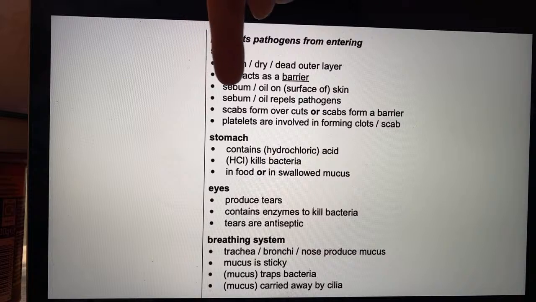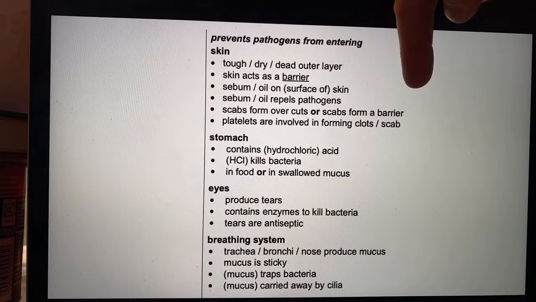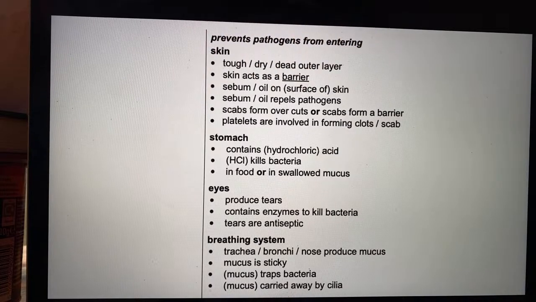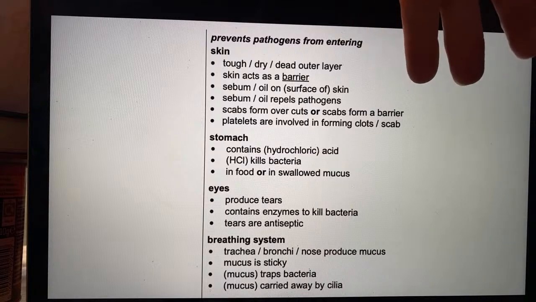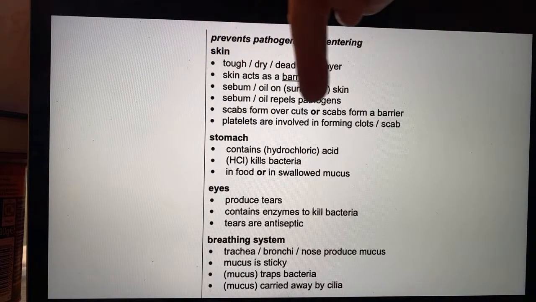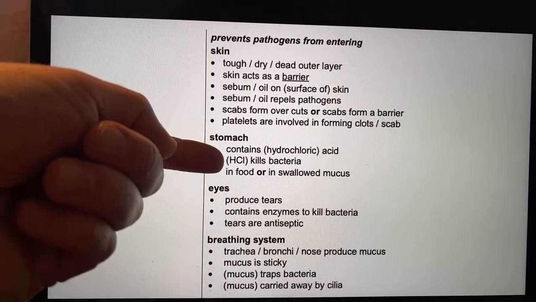And if you mentioned scabs, then you got a mark. Scabs form over cuts, or scabs form a barrier. So just the word scab on its own wasn't enough, but if you said cuts get scabbed over, that would be fine, that would be a mark. And if you remembered that platelets were involved, you basically do get a mark for just saying platelets in the same sentence as scabs.